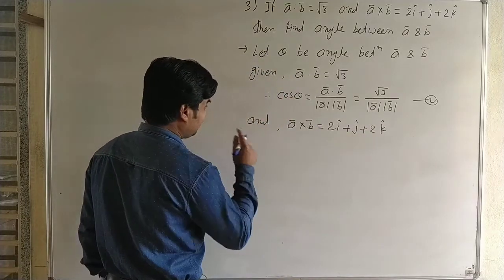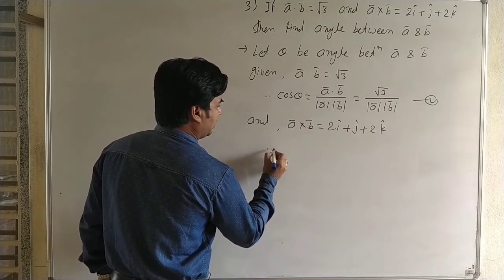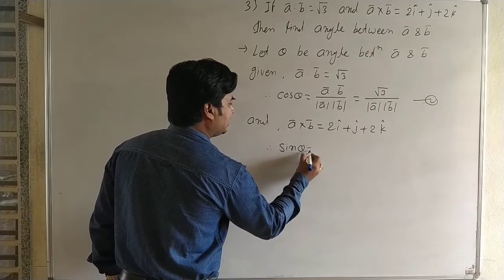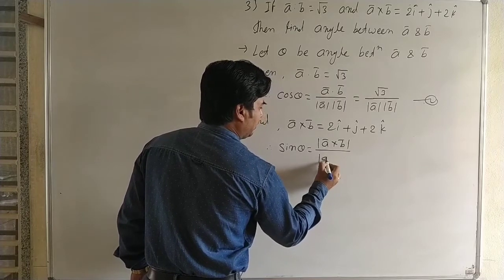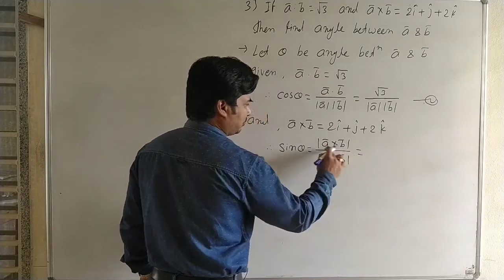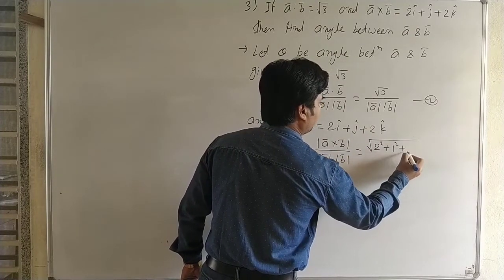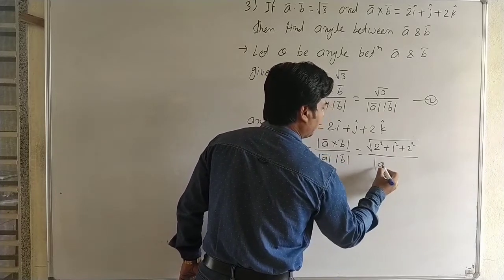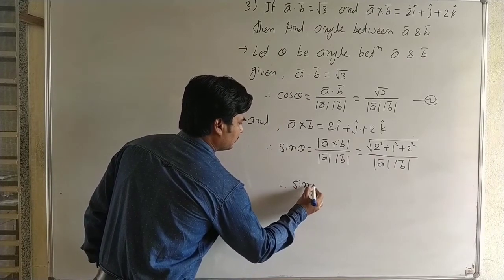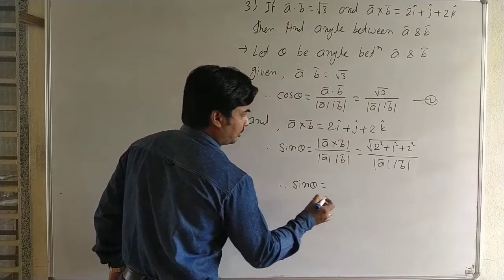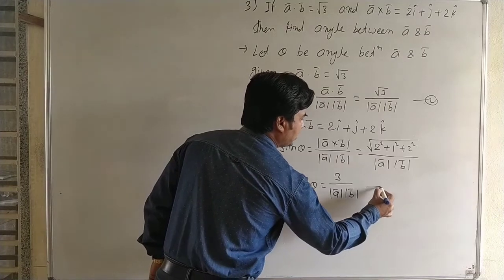Now, for the angle between two vectors by using the cross product, we can write sin theta is equal to magnitude of a bar cross b bar upon magnitude of a bar into magnitude of b bar. Magnitude of a bar cross b bar is under root of 2 square plus 1 square plus 2 square upon magnitude of a bar into magnitude of b bar. Now sin theta is equal to 3 upon magnitude of a bar into magnitude of b bar. It is equation number 2.